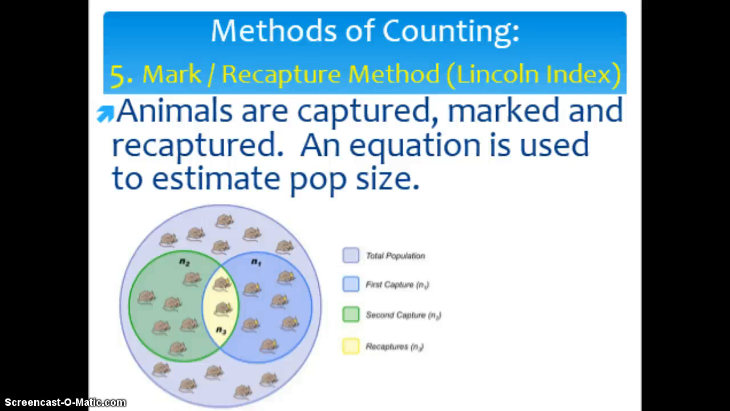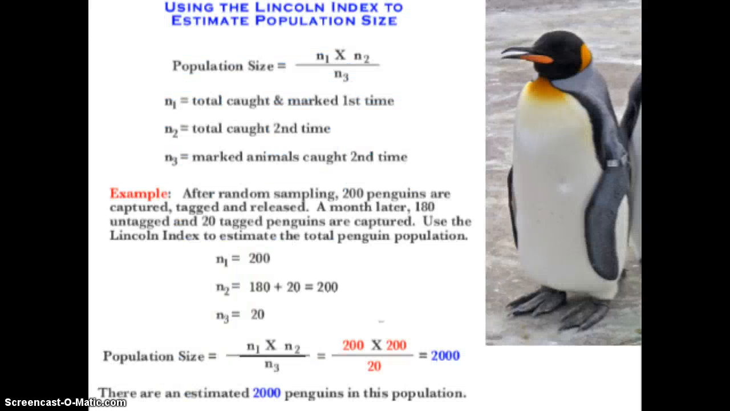Something similar to that is a mark and recapture method. You capture the animal, you mark it, you go back out a certain amount of time later and you recapture it, or you recapture a group of animals. You see how many of them are marked animals, and that should give you some idea of population size. That's called the Lincoln Index, and you can pause here for a second and look at this example. This is basically showing you how you would use that mark and recapture method and the Lincoln Index to calculate the population size.